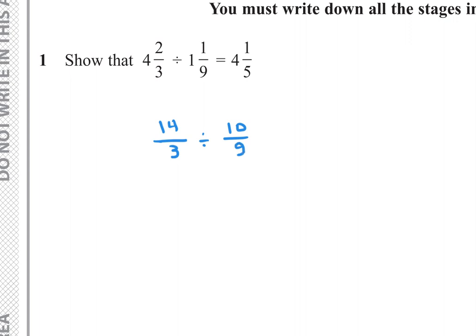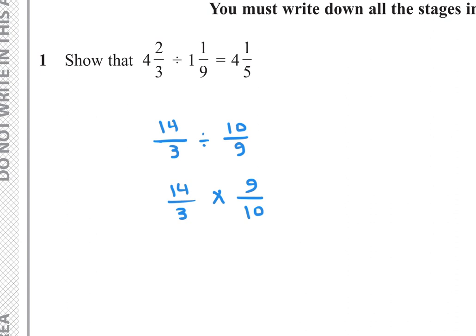The second step, keep the first fraction and convert divide to multiply and find the reciprocal for the second fraction, 9 over 10. Now, if you can simplify the numerator with the denominator, this will be easier.